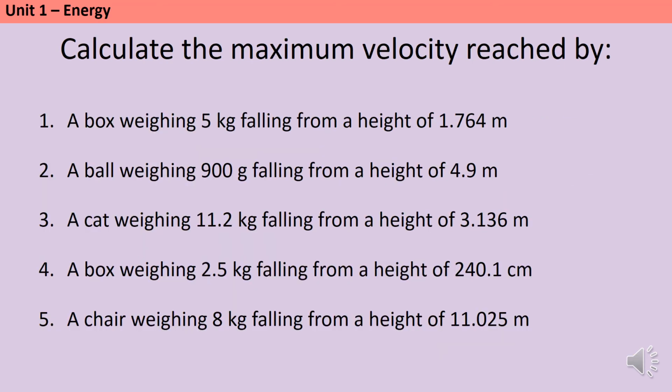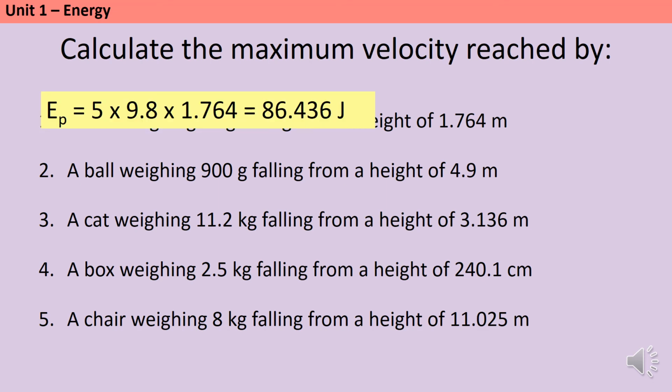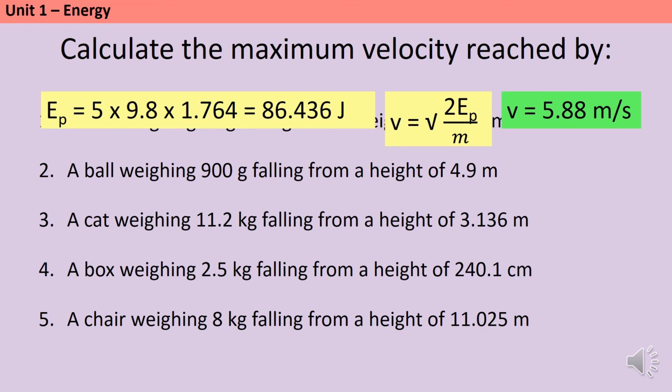So here are 5 more examples of the same kind of question. I'll go through the first one, but if you're feeling confident, you can pause the video now and do it on your own. So for this first question, we're going to start out and we're going to calculate the amount of GPE, because I've got mass and I've got height, and I know that gravitational field strength on Earth is 9.8. So 5 times 9.8 times 1.764 gives me that much gravitational potential energy. I know that the amount of kinetic energy is going to be the same, and then I solve the equation to make velocity the subject, and that gives me a maximum velocity of 5.88 metres per second.